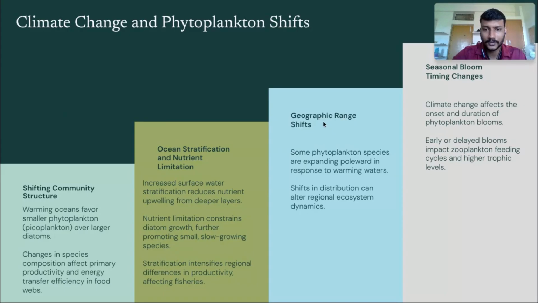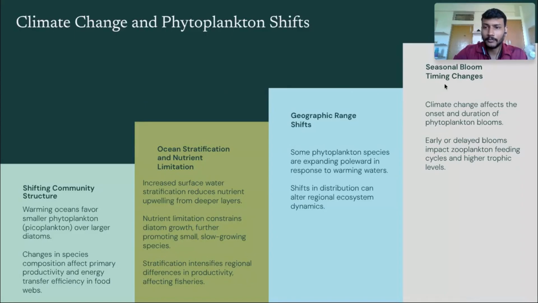Next, we have geographical range shifts. Now, since the open oceans are facing these warmer temperatures, some phytoplanktonic species are seen to be expanding towards the polar regions, where the waters are relatively cooler. This is affecting the open sea or open ocean marine biodiversity.